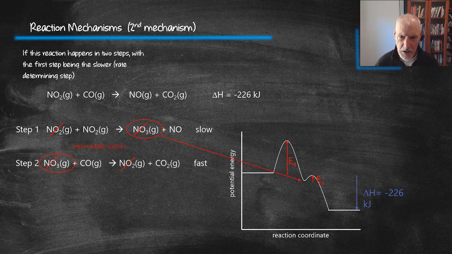Now let's look at the rate law for such a reaction. As before, we need to consult the slowest step. In this case, it's one nitrogen dioxide striking a second nitrogen dioxide. No carbon monoxide is present, so I would expect the rate law I've shown you here. And that could be simplified to the following.